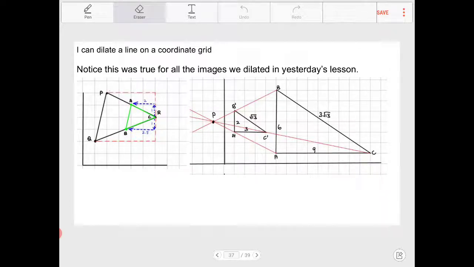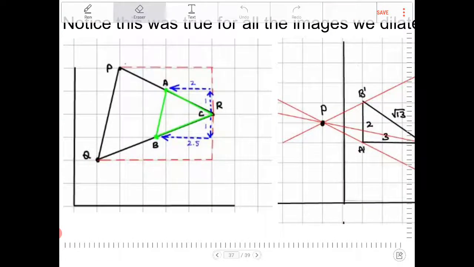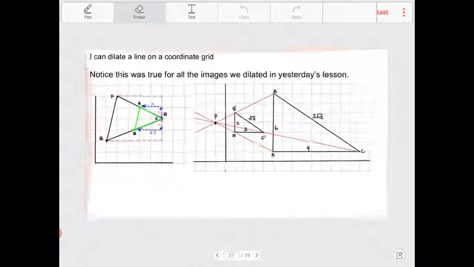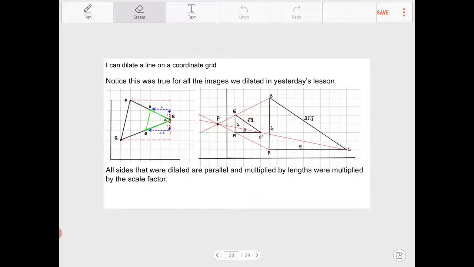Again, just to compare all these scenarios here, okay? This was a dilation of 1/2, so therefore this is going to be half of the original. This is a dilation of 1/3, so this is going to be 1/3 of the original. All sides that were dilated are parallel and their lengths were multiplied by the scale factor. All of these sides ended up being parallel.